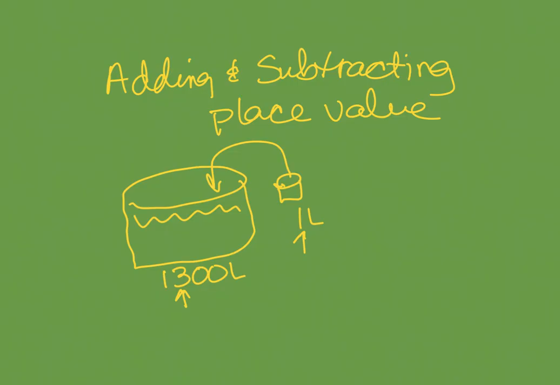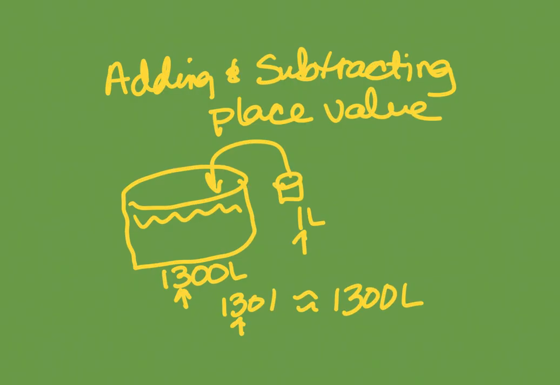It's about a liter. If I pour this in and I'm adding to it, I'm not significantly changing this 1,300 because I'm making it 1,301, right? But this 3 here is my estimated value. So this is still approximately 1,300 liters. I can't say more accurately than that. That's as accurate as I can be with that addition.